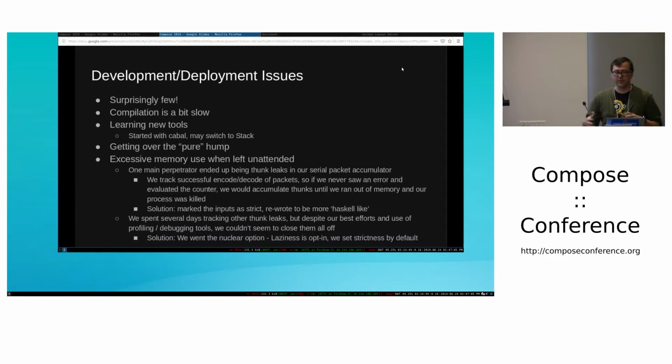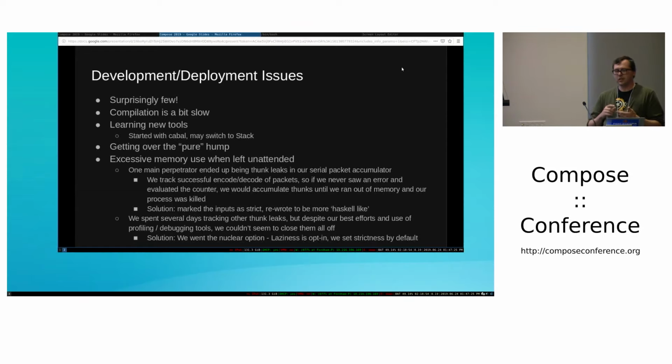A lot of work went into this, and so I just wanted to kind of retrospectively look at what went wrong for us, right? Either during development or during deployment, because we spent a little over a year prototyping and finally settling on Haskell, and so really it was surprisingly few. This went way smoother than I would have guessed.